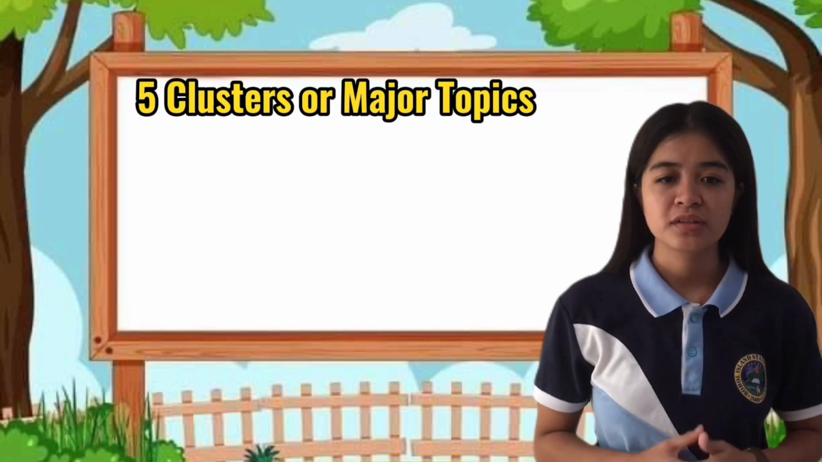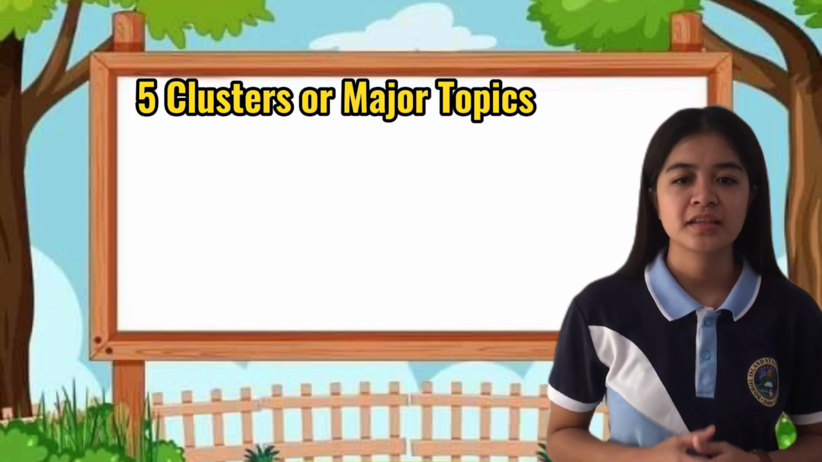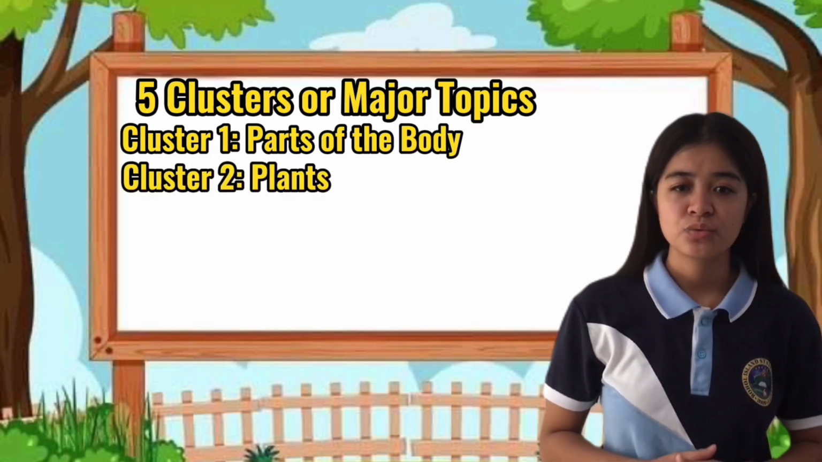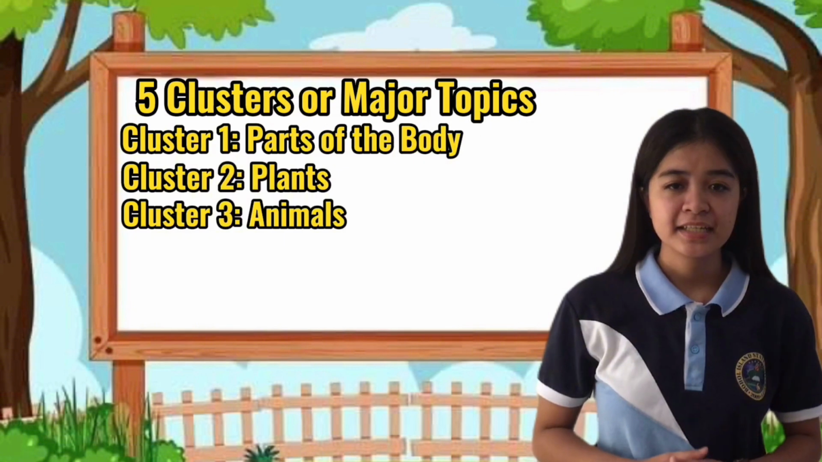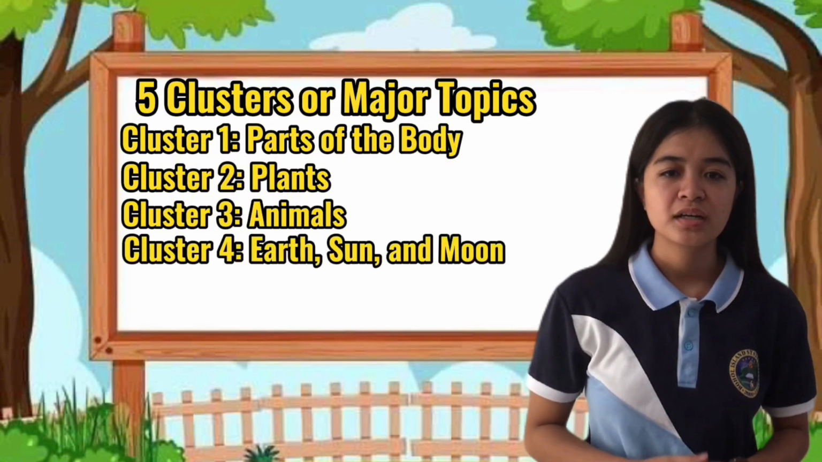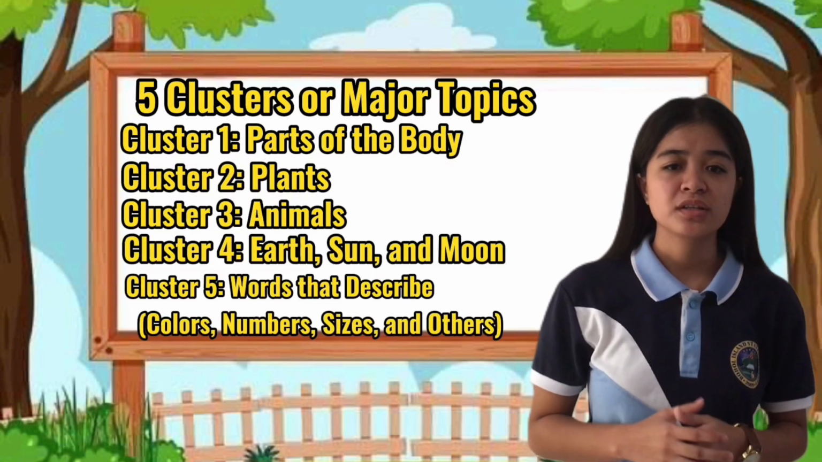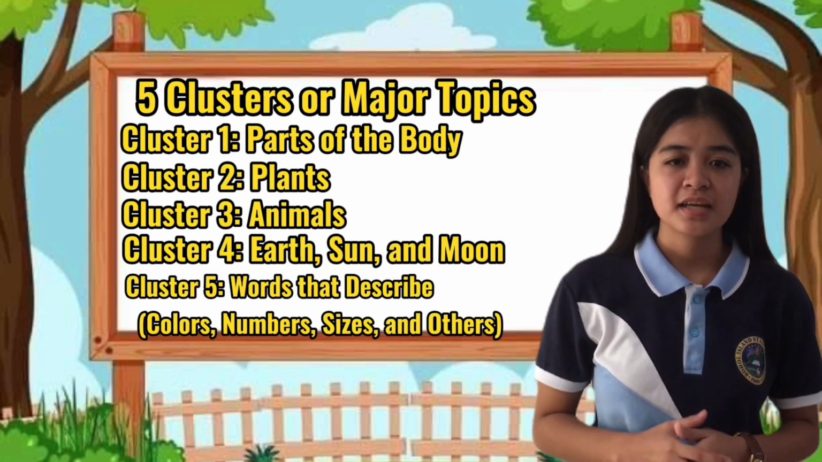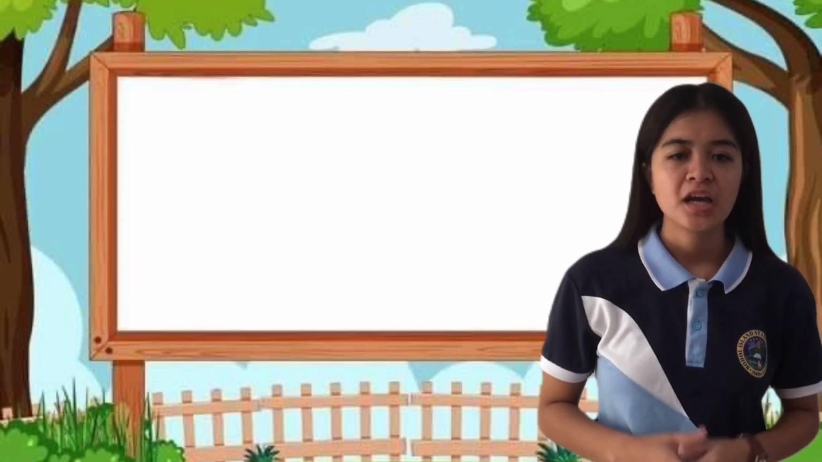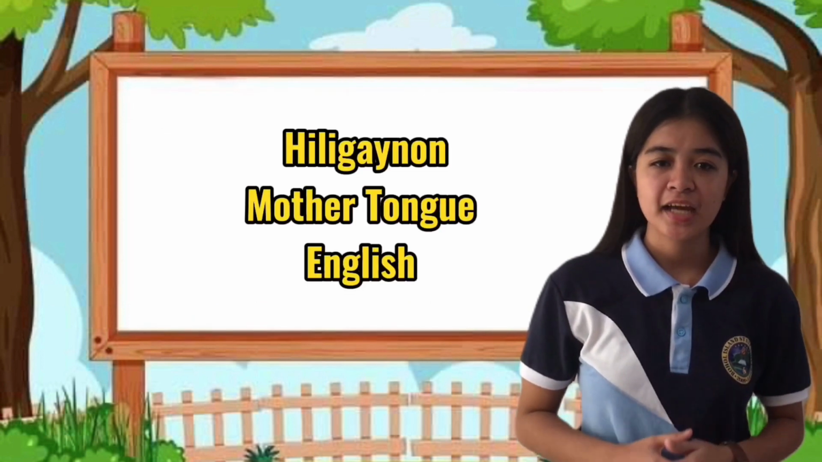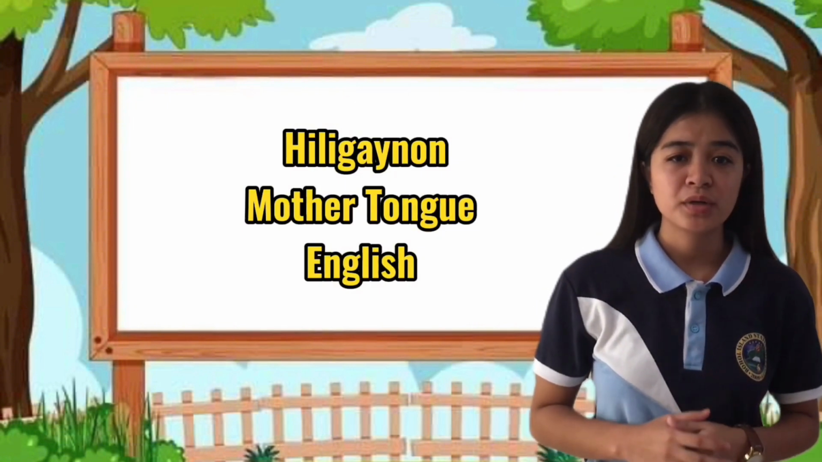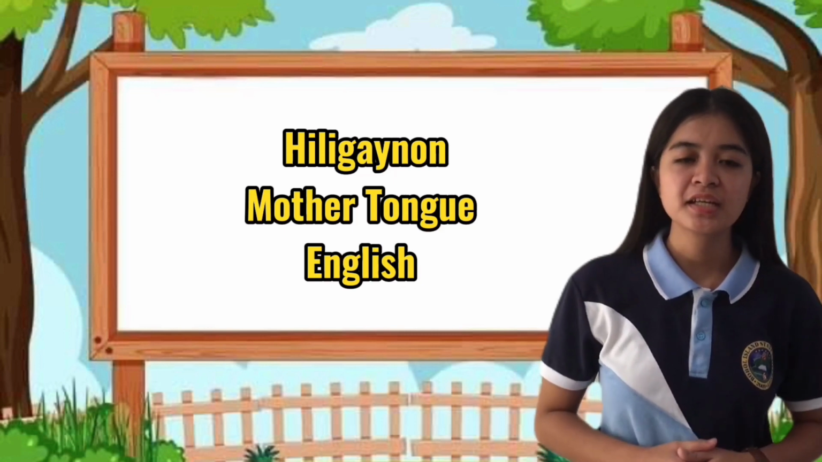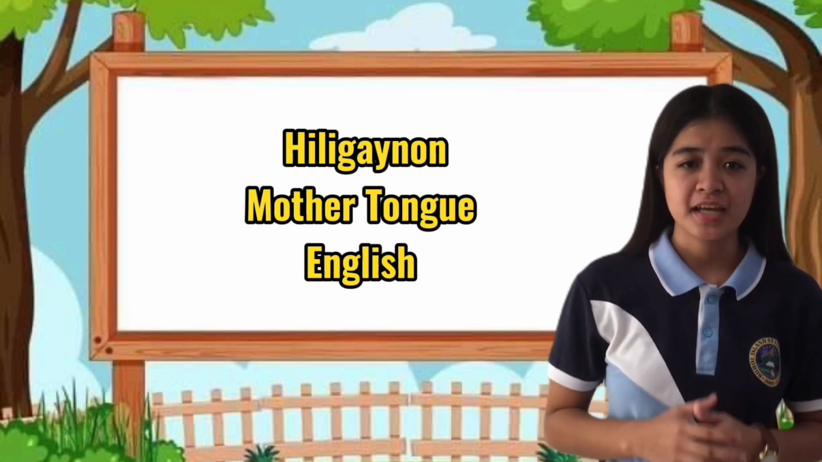So there are 5 clusters or major topics that are related to science. For cluster 1, parts of the body. For cluster 2, plants. For cluster 3, animals. For cluster 4, earth, sun, and moon. And for cluster 5, words that describe, such as colors, numbers, sizes, and others. Today, we are going to learn the Hiligaynon, mother tongue, and English words or terms of each cluster that will be used in speaking, writing, and reading in the science subject.